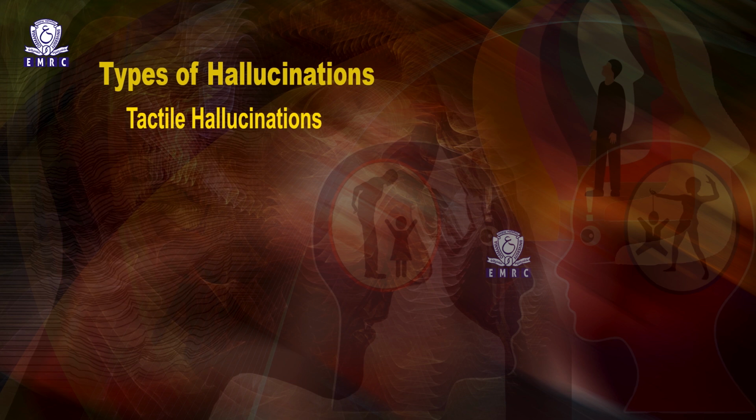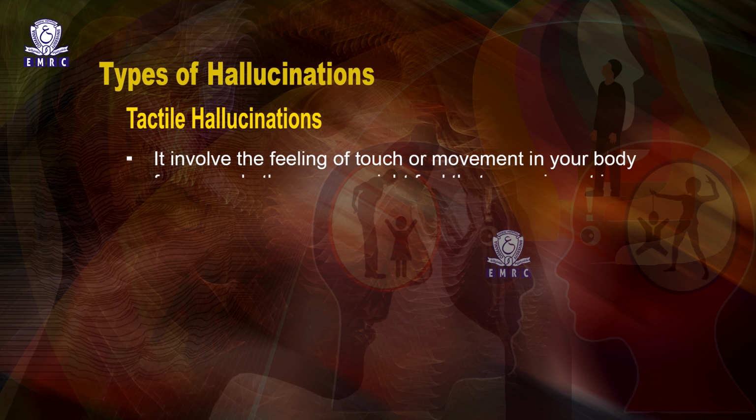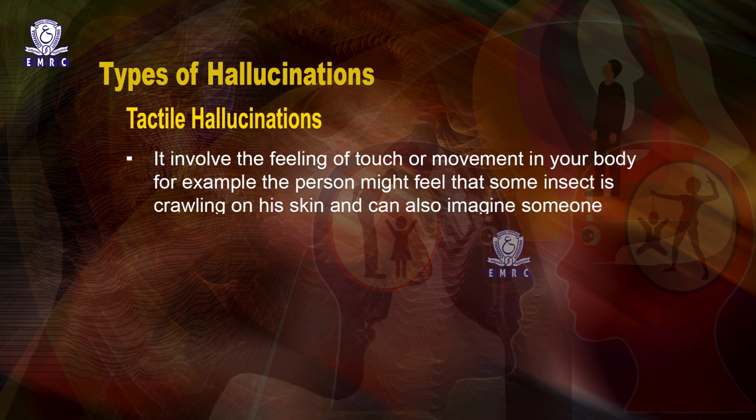Next, we have tactile hallucinations. It involves the feeling of touch or movement in your body. For example, the person might feel that some insect is crawling on his skin and can also imagine someone touching his or her body.